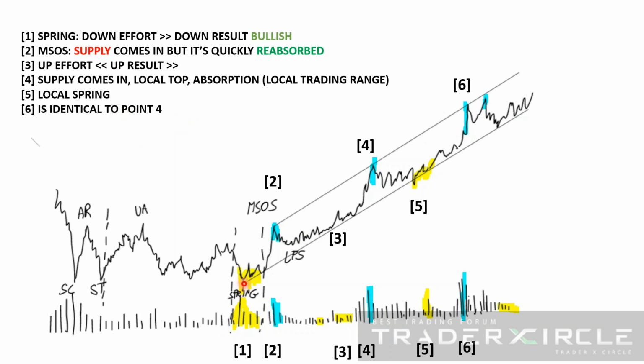So at point 1 we see a spring in the trading range. Down effort, down result. High effort, low result, bullish. Then at point 2, a major sign of strength. Supply comes in, but it's quickly reabsorbed. At point 3, supply comes in, we see up effort and up result. So a minimal effort, just some buyers coming into the market, and the price runs. At point 4, supply comes in, local top absorption, and so on.